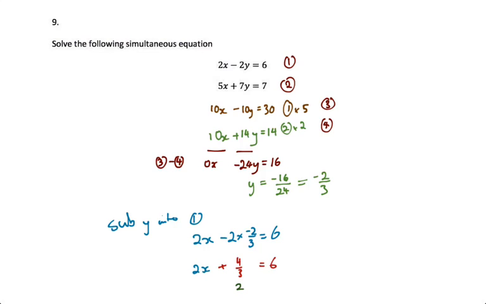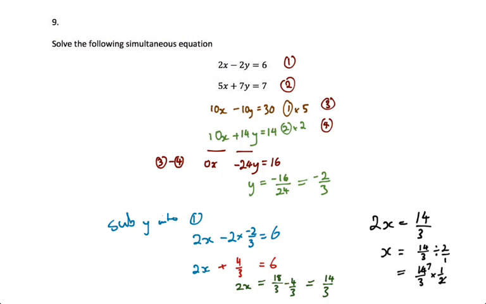Okay. Then we might take away 4/3 from both sides. So this is going to be 6 is 18/3, and 18/3 take away 4/3 is going to be 14/3. And then if 2x is equal to 14/3, you can divide both sides by 2. You could write the answer straight away as being 14 over 6. Or you could write it as 14/3 divided by 2 over 1, which is 14/3 times a half. Cancelling would give you 14 over 6, or if you cancel, you're left with 7 over 3 as your final answer. So x is 7 over 3.